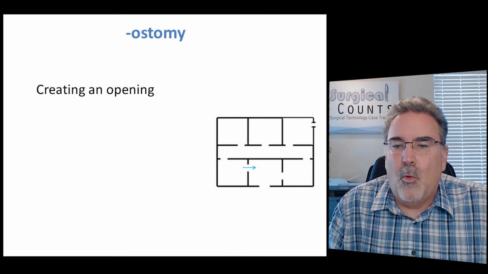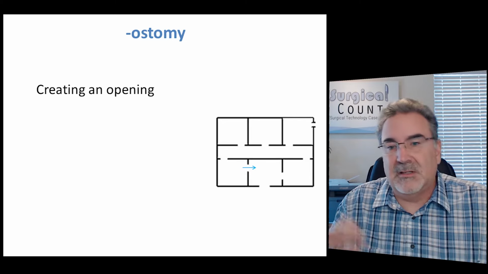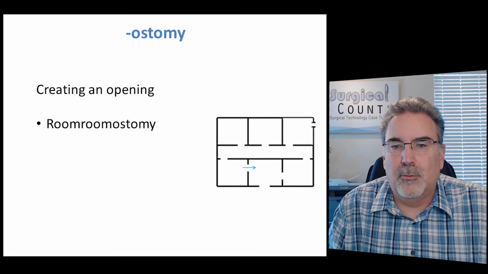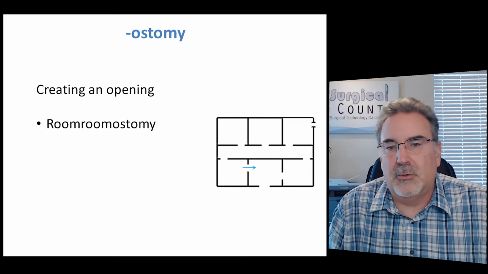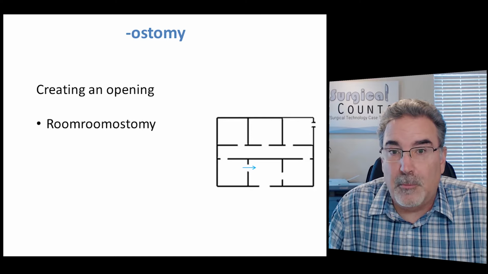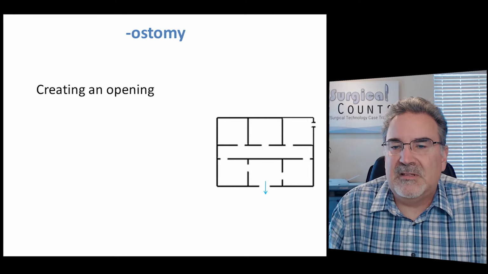All right, so let's try another one. If we're going from one room to another room, or maybe from one room to a different part of the same room, in this case, we're going to have a room, room, ostomy. We're going from one room to another room, and then ostomy means we're connecting them together or creating an opening between those two.